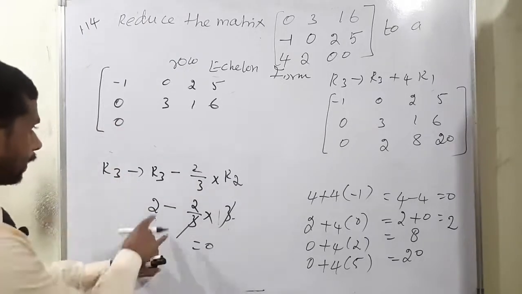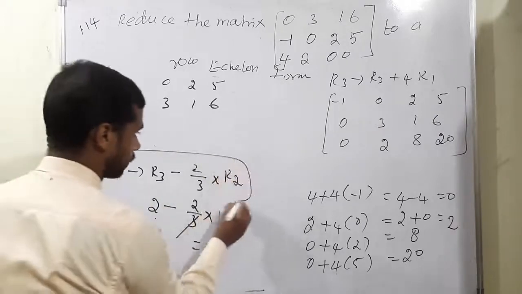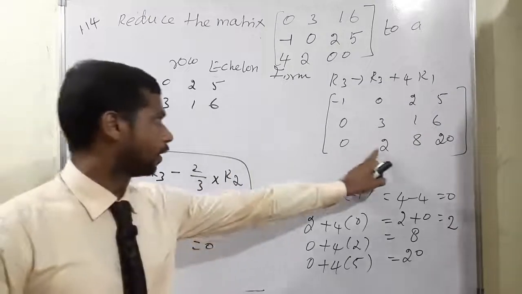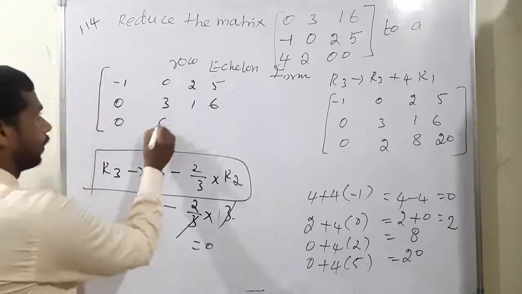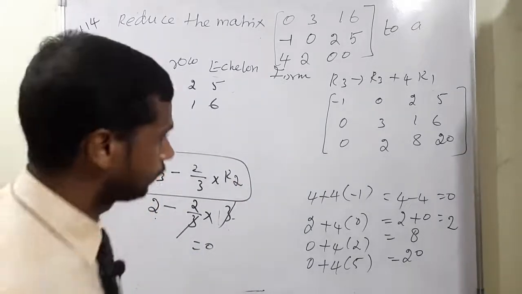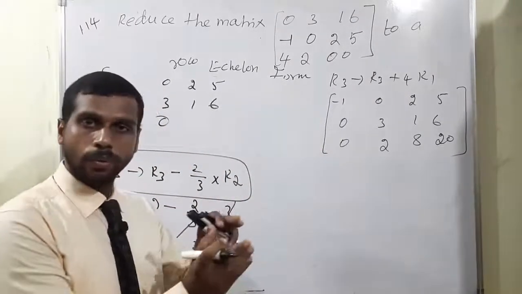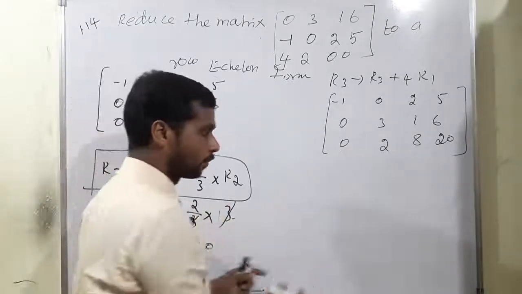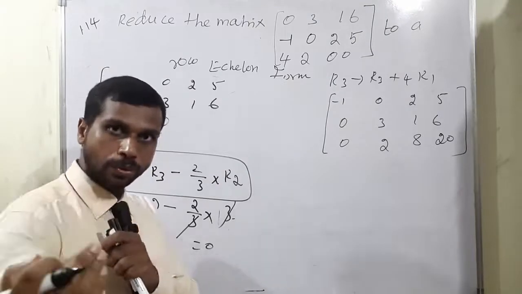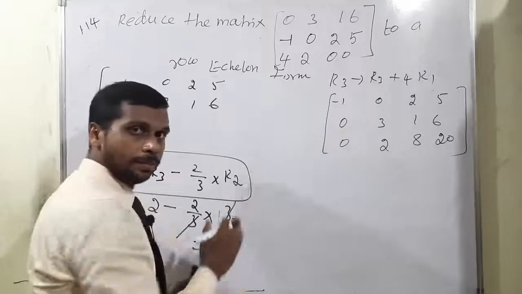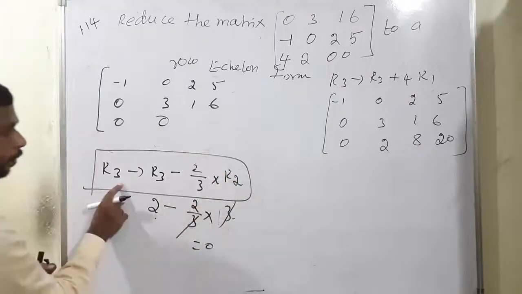Next condition already explained here. What is the meaning? R3 minus 2 by 3 into R2, isn't it? So this is the next step. R3 already I have written 2 minus 2 by 3 into R2, value will be 3, cancel, so we can write it directly 0. If you know the concept thoroughly, then in the question paper there is no need to apply each and every step.